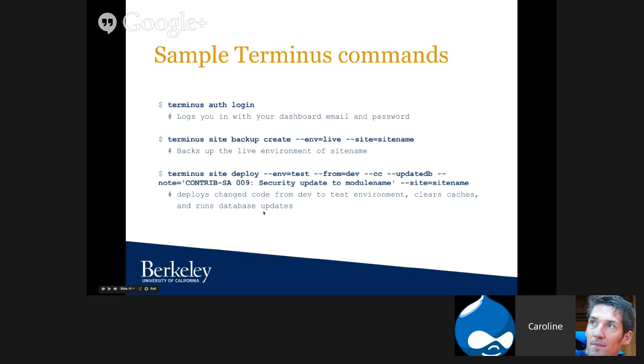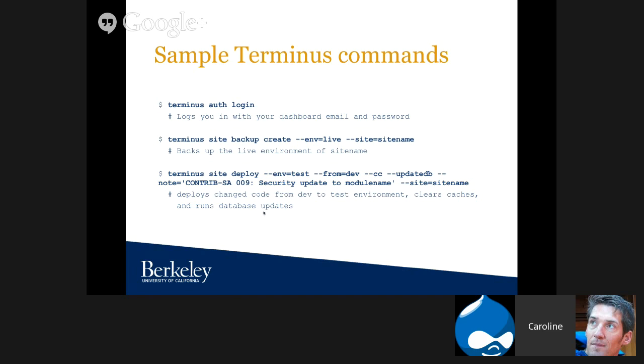The last command is a sample command where let's say you want to deploy some changes from your dev environment to your test environment. Terminus site deploy, and then env is the destination environment, from is the from environment, cc and update-db are flags you pass in to say yes, clear caches, yes, update the database. You can add a deployment note, and then I'm telling it what site name.